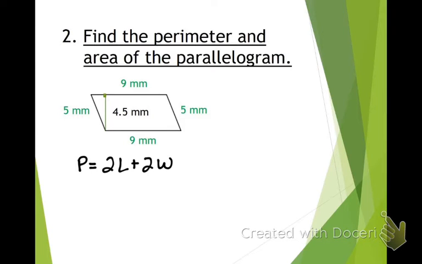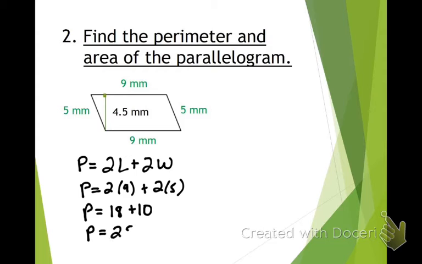All right, what's my length? 9. What's my width? 5. 2 times 9 is 18, plus 2 times 5, 10. What's the answer? Okay, good job. How many of you got the perimeter correct?